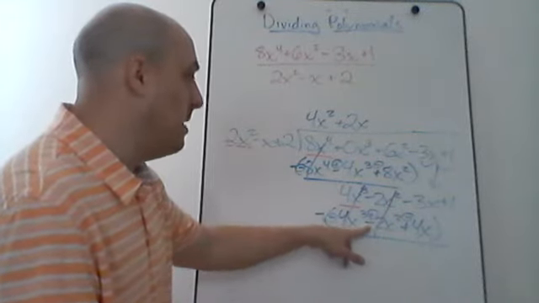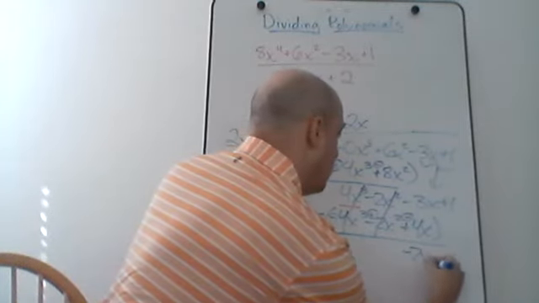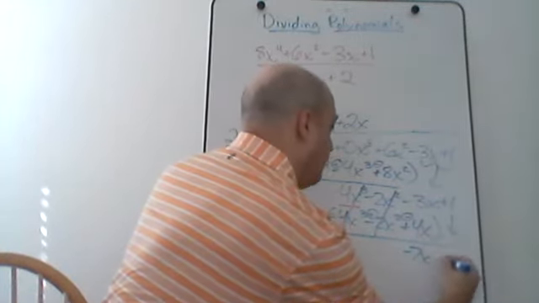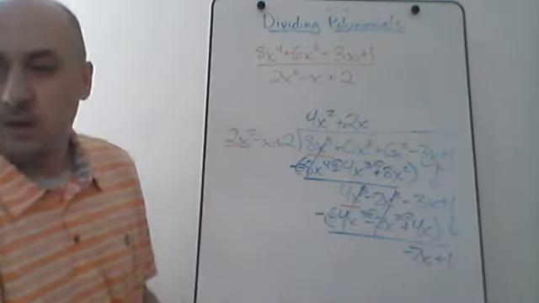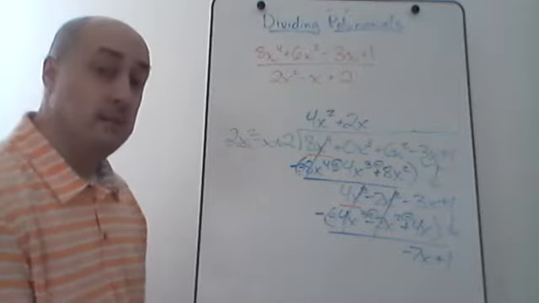So the x squareds cancel out here. I have a negative 3x minus 4x, so that's going to be a minus 7x. And then I bring down that plus 1, and I get plus 1. All right, so I got negative 7x plus 1. And now I'm done, right?